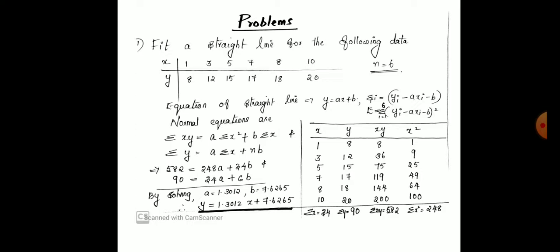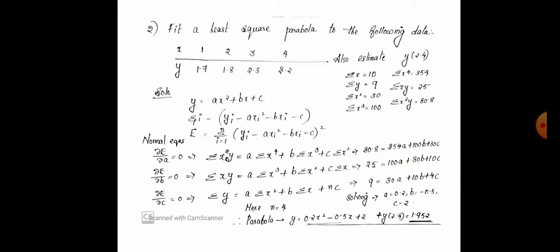Here sigma x is equal to 34, sigma y is equal to 90, sigma xy equal to 582, sigma x square is equal to 248. Substitute these values in the two normal equations. 582 equal to 248a plus 34b and 90 equal to 34a plus 6b. By solving these two equations, we'll get a is equal to 1.3012, b equal to 7.6265. Therefore, the best fit equation of a straight line is y is equal to 1.3012x plus 7.6265.